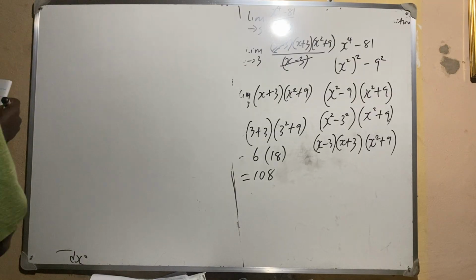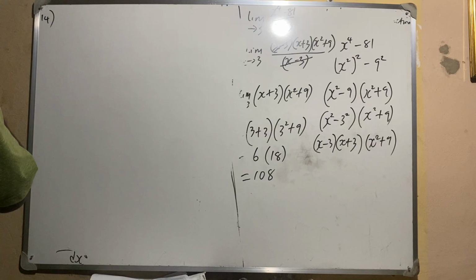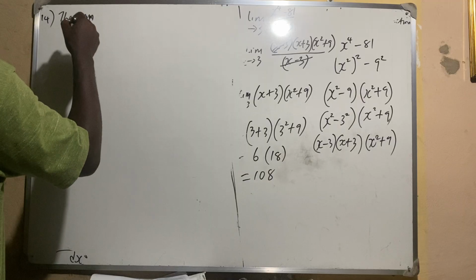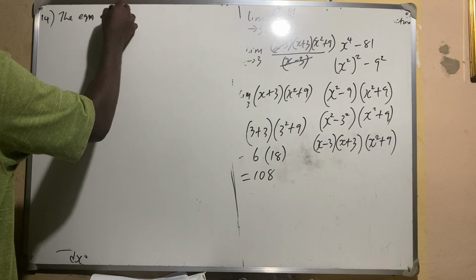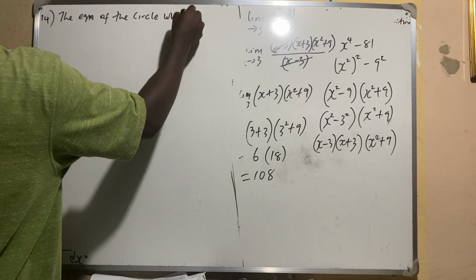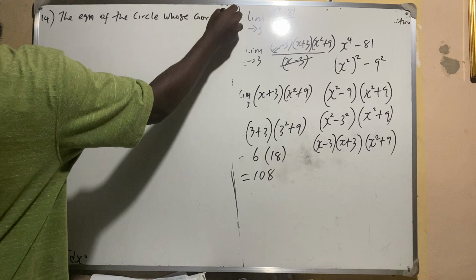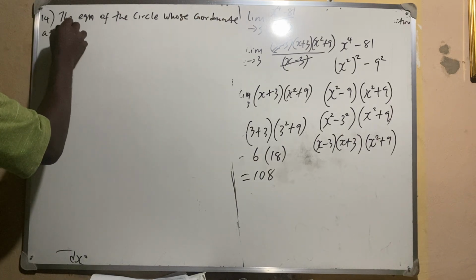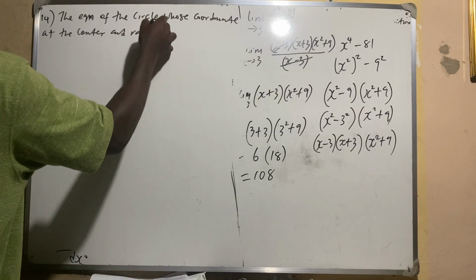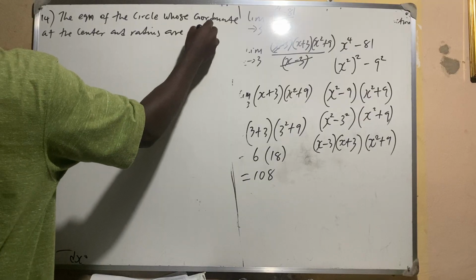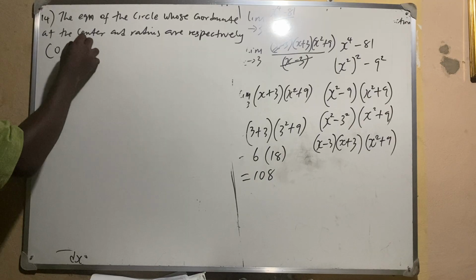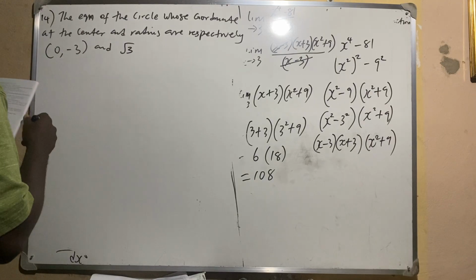So question number 14. Question number 14 said the equation of the circle, whose coordinates at the center and radius are respectively 0, minus 3 and root 3, is what?